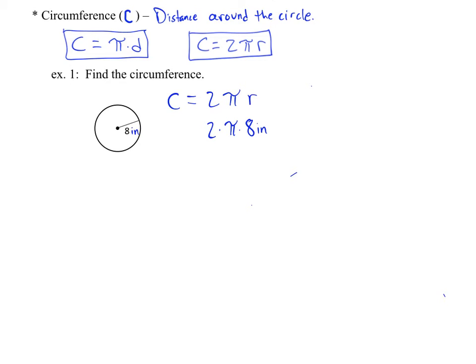So our final answer, is it going to be inches squared or is it just going to be inches? Just inches. Nice. Because it's a distance around, so it's not like an area. Area is always going to be square units. So we end up getting 2 times pi times 8. Our book a lot of times says use 3.14 for pi.